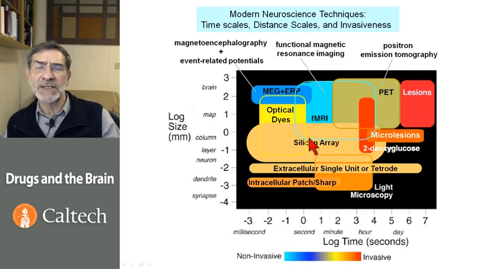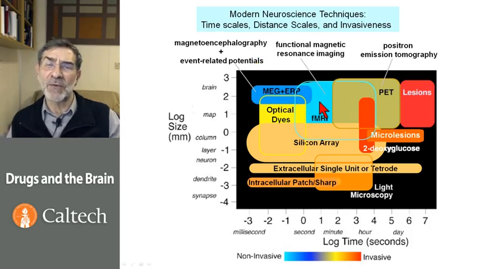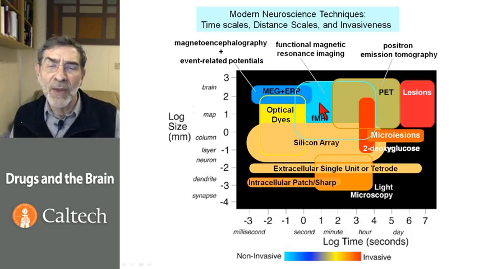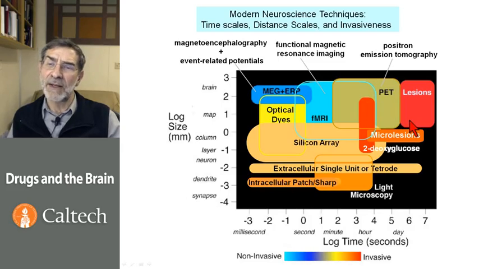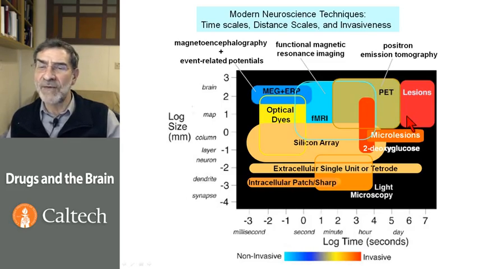So at the least invasive part of the scale, we have magnetoencephalography and event-related potentials. These are done with either a magnetic sensor or electrodes near the scalp. We have functional magnetic resonance imaging, fMRI, which is done in a large magnet. It's not terribly pleasant, but it's not very invasive compared with intracellular recording. Positron emission tomography is also not very invasive. Lesions, if they happen to have been caused accidentally or by illness, don't require further invasiveness.